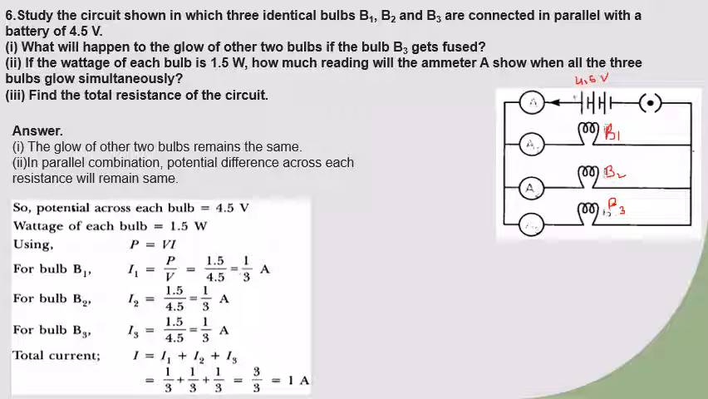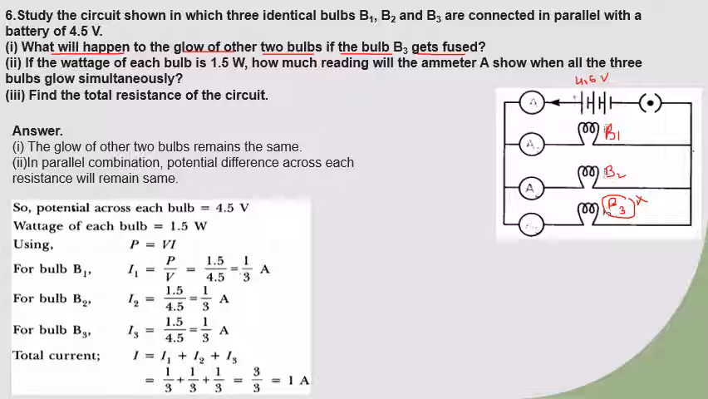Now what will happen to the glow of the other two bulbs if the bulb B3 gets fused? If this bulb B3 gets fused, what will happen? Because these bulbs are connected in parallel, there won't be any changes in the B1 and B2 bulbs. So the glow of B1 and B2 will remain the same even if B3 gets fused, because they are connected in parallel.